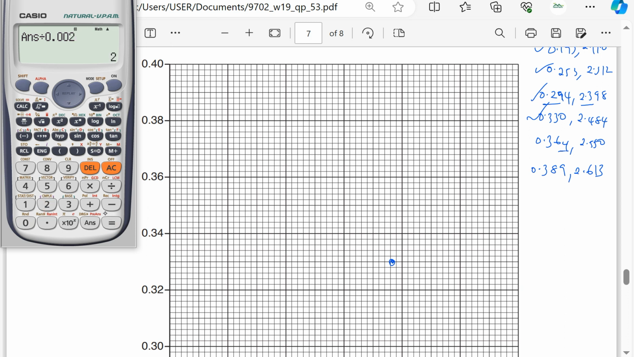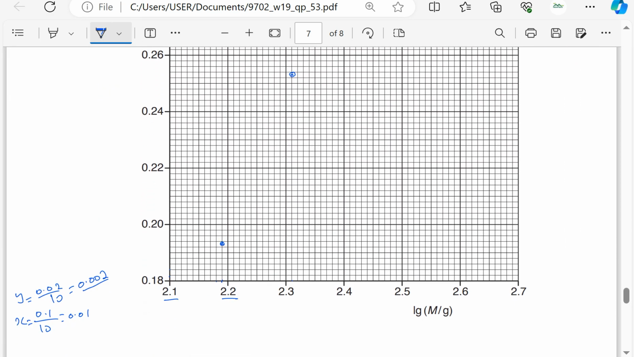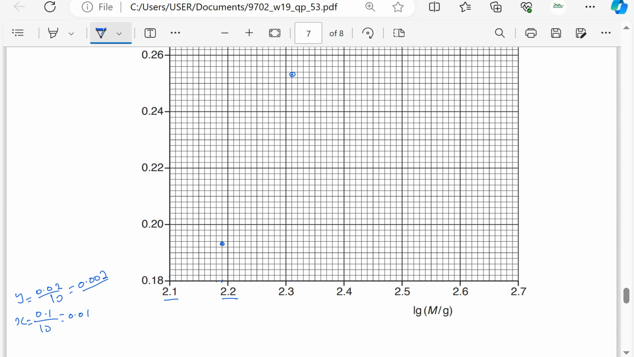Then on the x-axis, it is 2.550. I think 2.55 is in the center. 2.55 minus 2.5 divided by 0.01. It is exactly in the center. So I'll count 5 on the x-axis, and then I will count 2 on the y-axis.